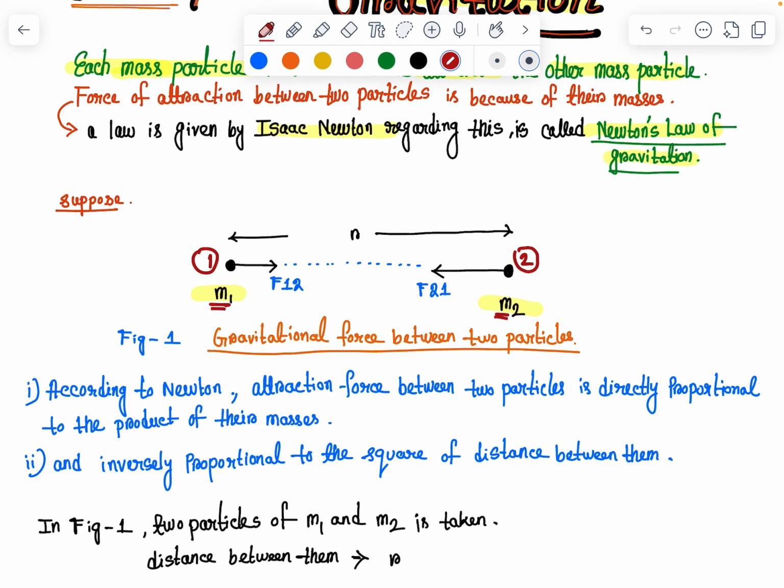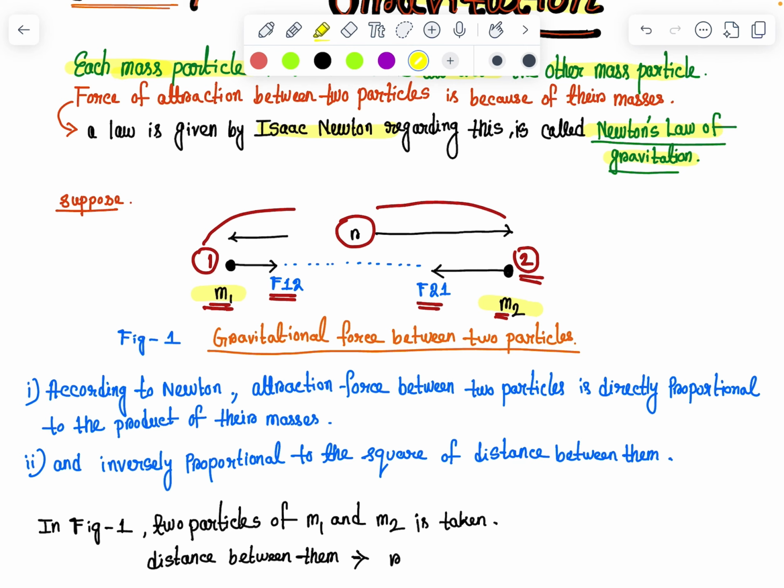Now the distance between object 1 and object 2 is, suppose, r. This is the force F12, that means the force applied on the second object by the first object, and F21 means the force applied on the first object by the second object. Now we will understand the law of gravitation.